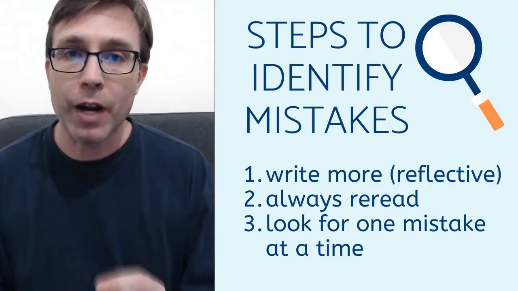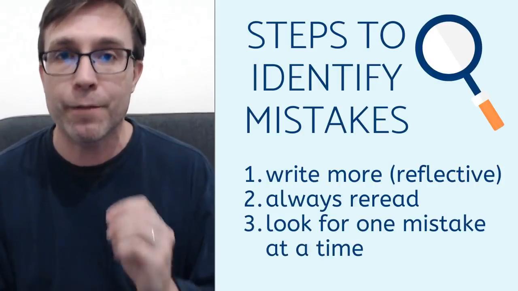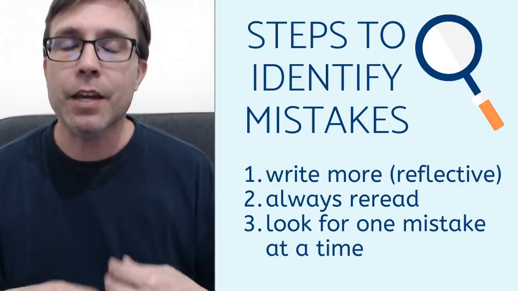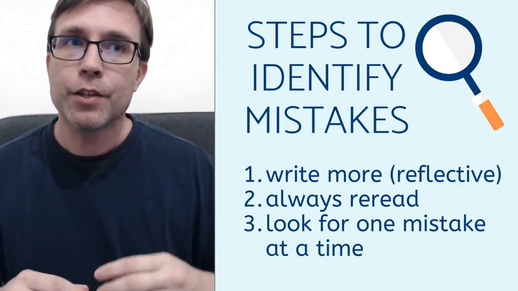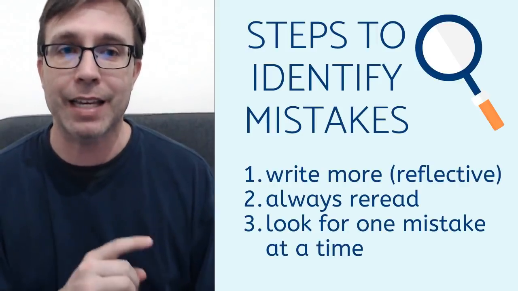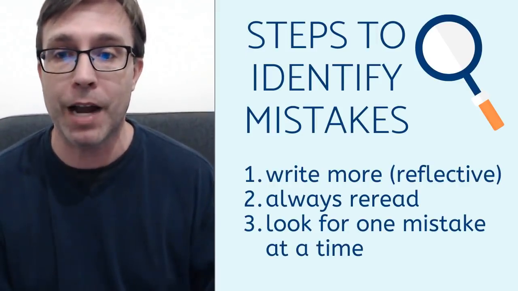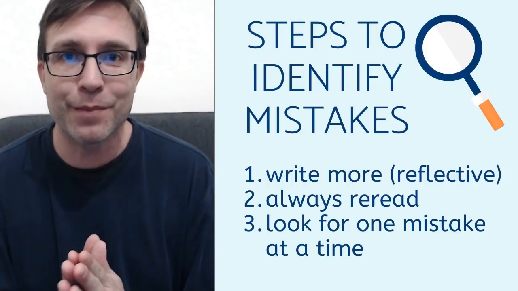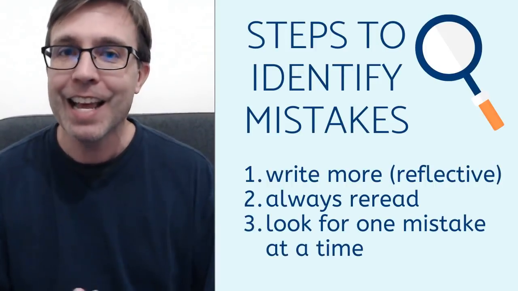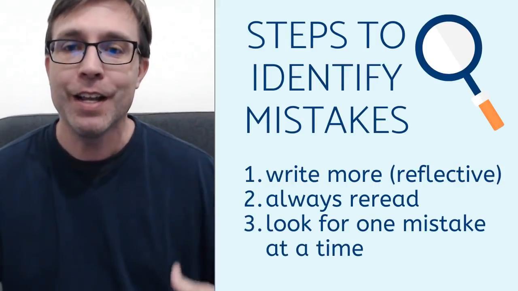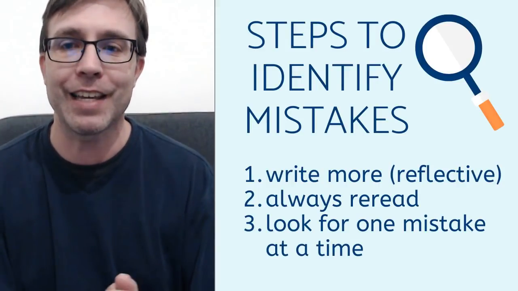Now, if you are actually trying to identify one of your mistakes because you are an English learner, I think a great way to do that is to go one step at a time and look for one mistake at a time. And that's what we're going to practice right now. I'm going to give you a writing. I want you to look at it, and we're going to go through it and correct one mistake at a time so that you know exactly what I'm talking about.